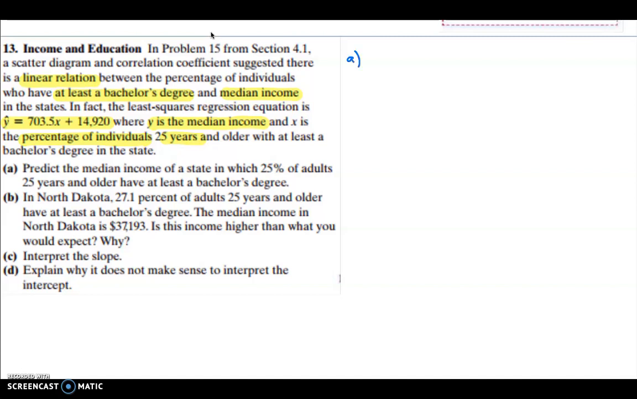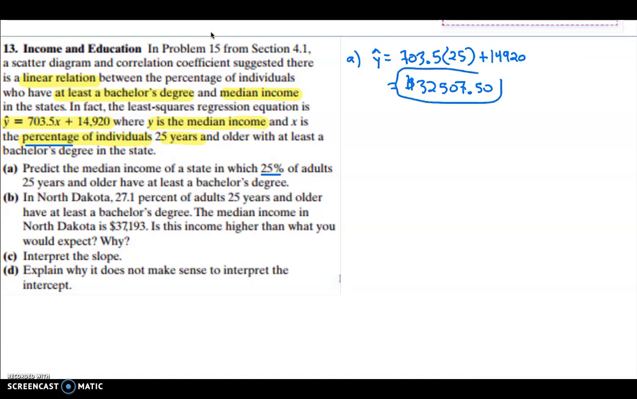So part A, we want to predict the median income of a state in which 25% of the adults 25 years and older have at least a bachelor's degree. Since x is the percentage, we are going to use 25 rather than 0.25. So to make this prediction, y hat is going to be 703.5 times 25, plus 14,920. When I multiply that together and add 14,920, I get 32,507.50. That would be the predicted median income for a state in which 25% of adults 25 years and older have a bachelor's degree.